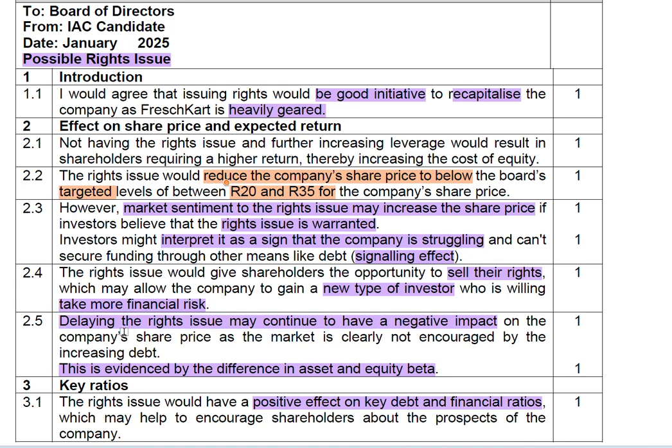And if you're looking at 2.5, delaying the rights issue may continue to have a negative impact on the company share price as the market is clearly not encouraged by the increasing debt. This is evidenced by the difference in asset and equity beta. So what are we saying here? We're saying it makes no sense for us to delay the rights issue. Let's do it now. Because if we don't do it, then we are refinancing, and refinancing means more debt. So let's rather go with the option of going ahead with this rights issue, get the money, settle some of the debt.